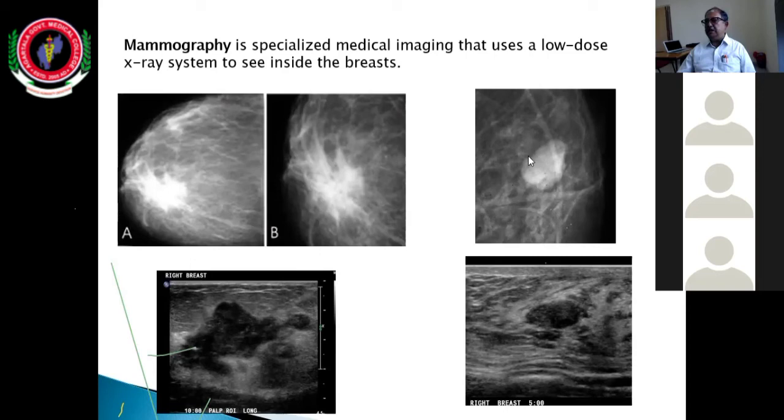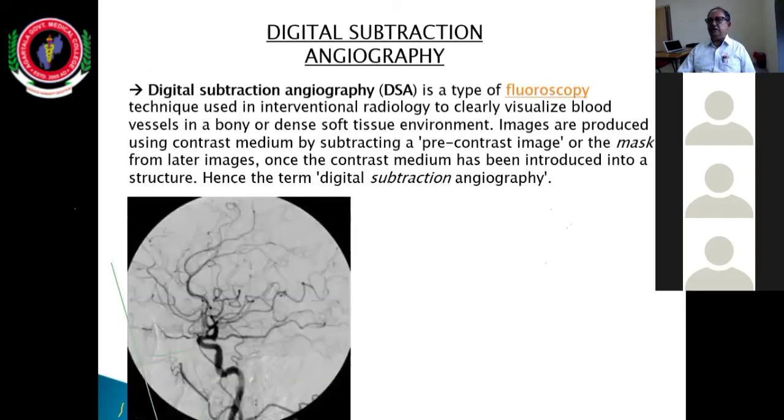This is another dense, well-defined opacity, well-defined by ultrasound also, suggestive of fibroadenoma of the breast. This is the malignant lesion, this is the benign lesion. So these are the mammography images for imaging of the breast.